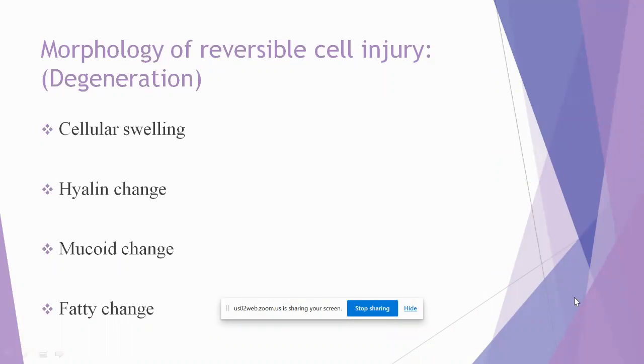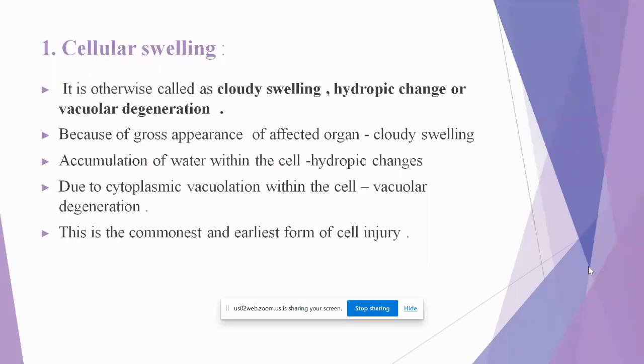In this, the first one is morphology of reversible cell injury. In morphology of reversible cell injury, the first one is cellular swelling. Next one is hyaline change. Next one is mucoid change. Then the next one is fatty change. First one is cellular swelling.